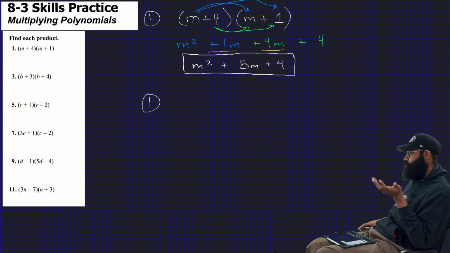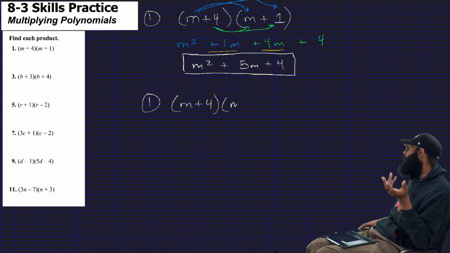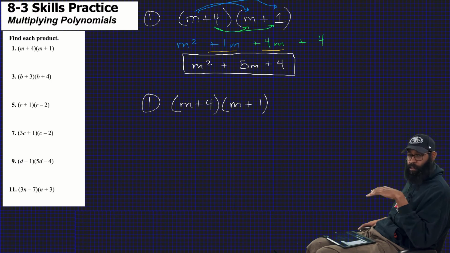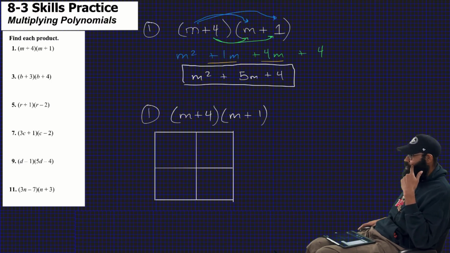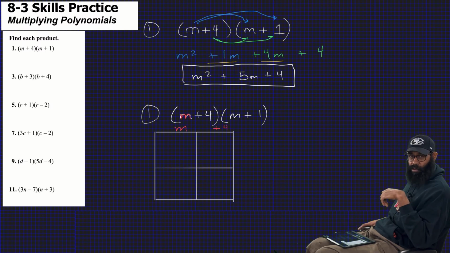To me, it's just, well, I guess I'm gonna do number 1. Again, showing my method. I can't claim this, y'all. It's not my method. But what it is is a box. And what we do with the box, guys, is we use it to multiply polynomials. So 2 terms on the top, 2 terms on the side. m plus 4 on the top.